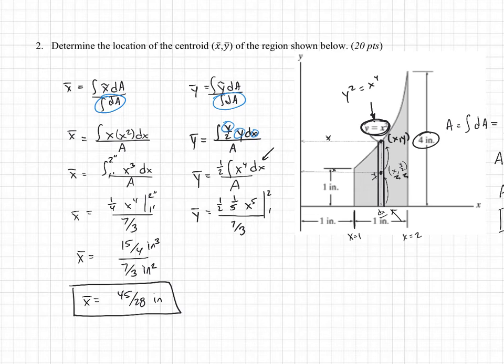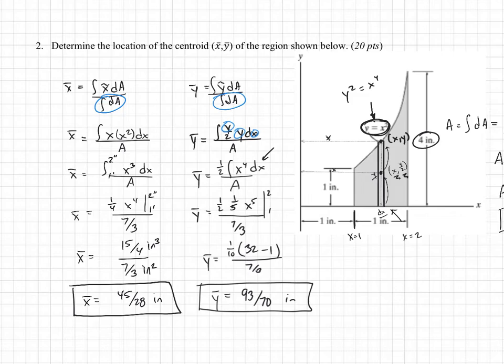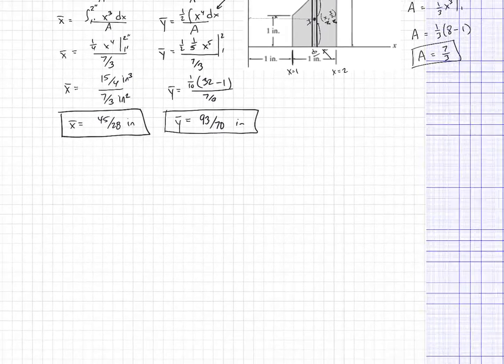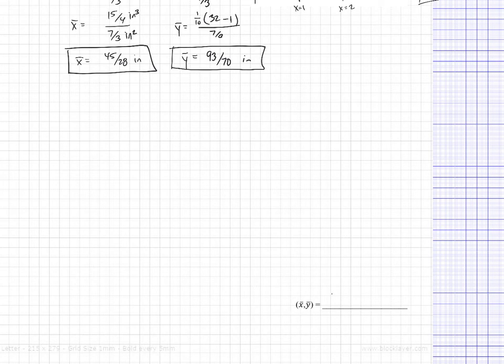If we solve this, we end up with 1/10 times, I plug that 2 in and get 32, plug that 1 in and get 1, and I'm going to divide by 7/3. So y bar equals 31/10 over 7/3, which if you do the math, I think is 93 over 70 inches. Okay, horrific number. Then of course you'd plug those into your calculator if you wanted decimals, and you would have said 1.61 inches, comma, 1.33 inches.